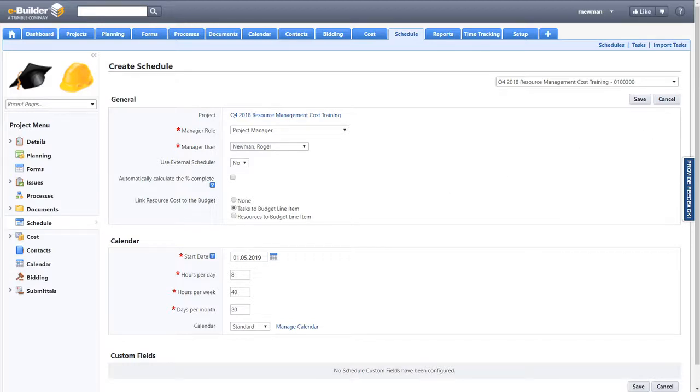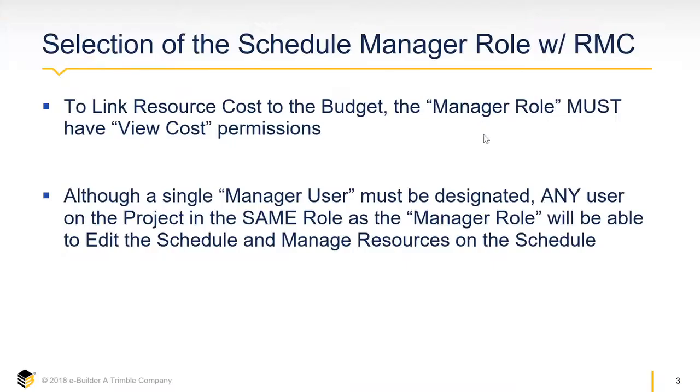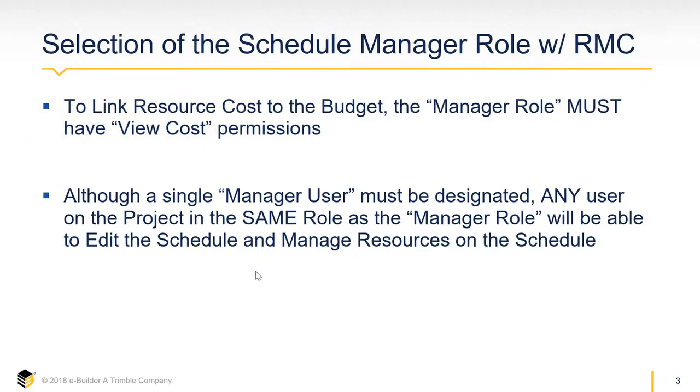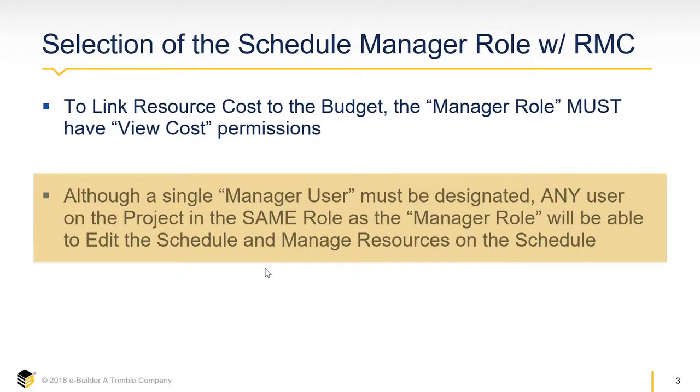So let me just recap a couple things. The two points that I want to stress are, in order to link resource costs to the budget, the manager role must be a user that has view cost permissions, or a role that has view cost permissions. And there's also another important point: although you're going to designate a single manager user as the manager of the project schedule, any user on that project in the same role will also be able to edit the schedule and manage resources on this schedule. Please make a note of that.